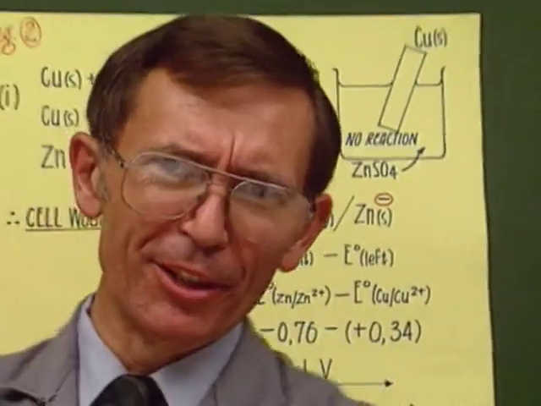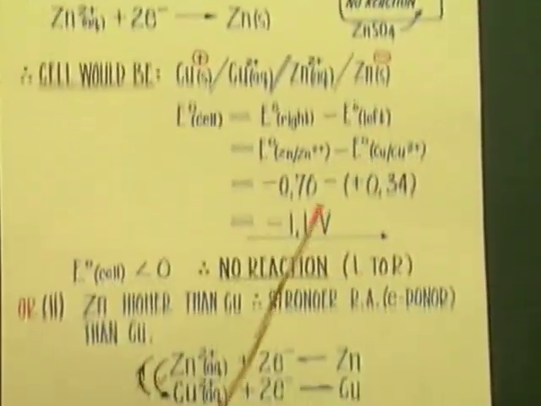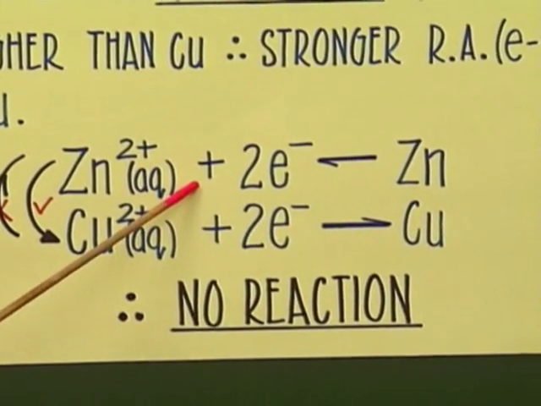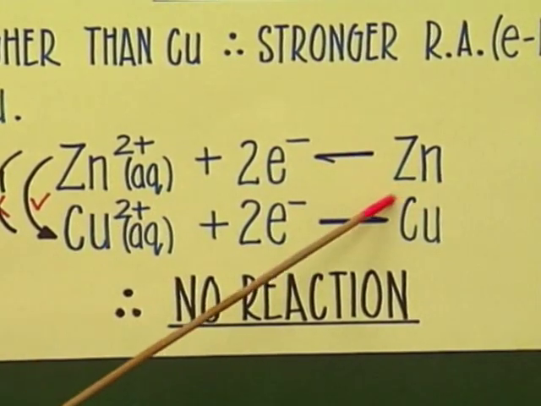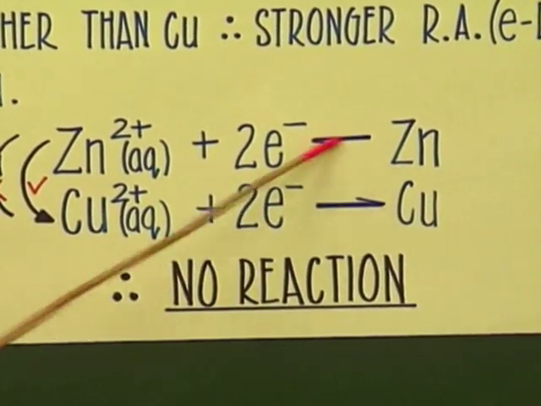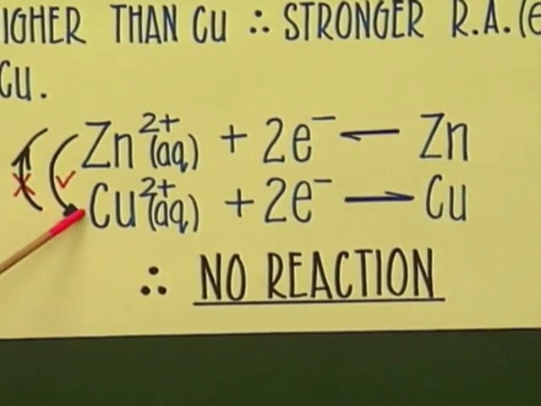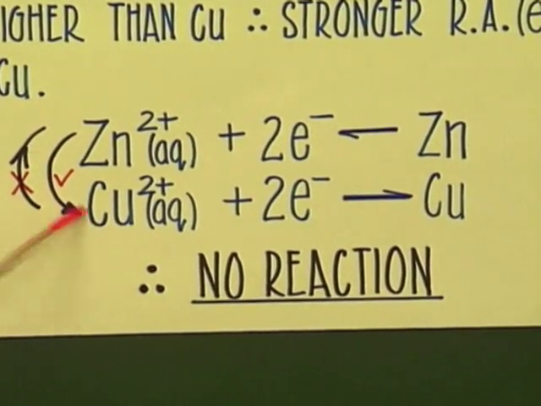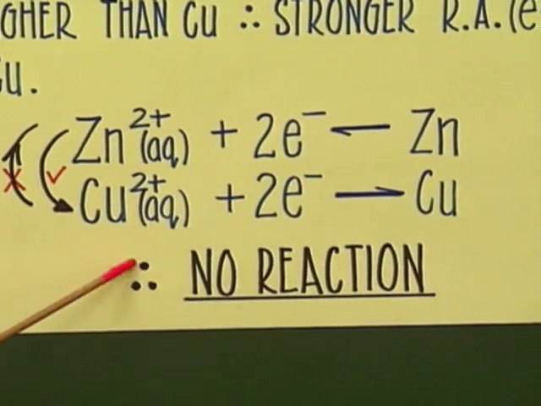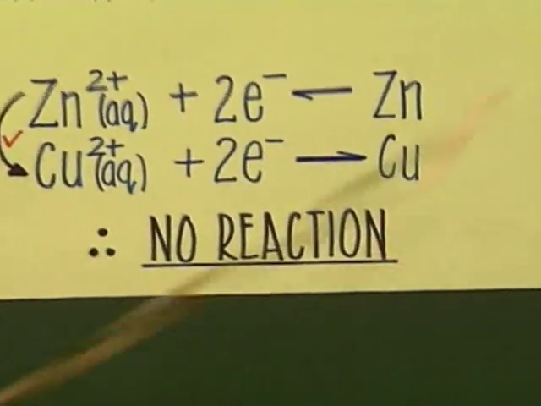In our second method, we once again write the two half reactions in the order in which they are listed on the table. But because zinc is above copper in the table, zinc will be a stronger reducing agent. And if we join the two half reactions counterclockwise, we see that the reverse reaction is the actual one that takes place in this case. So the forward reaction, as written, will not take place.